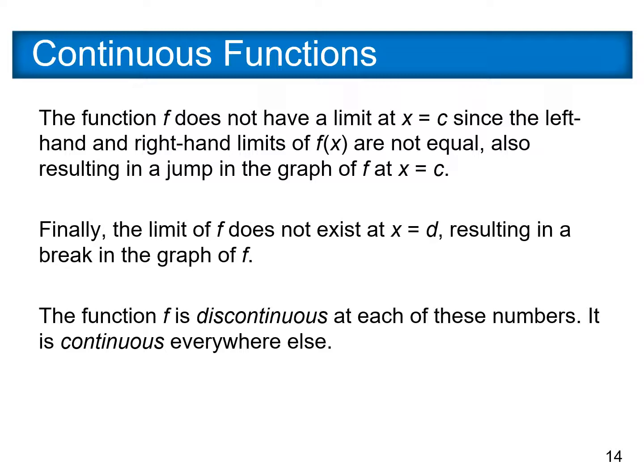This means that when there is a hole or a gap or a jump like that, we call the function discontinuous at each of those numbers, but it is continuous everywhere else. So a function can be both continuous and discontinuous. In this case, it's discontinuous at the points that I showed you because the limits were not equal to the value of the graph, but everywhere else it is continuous.